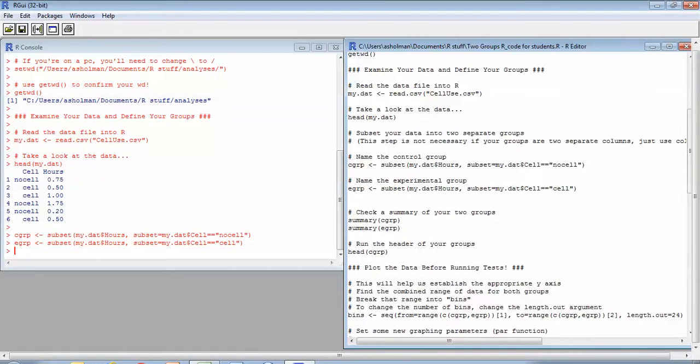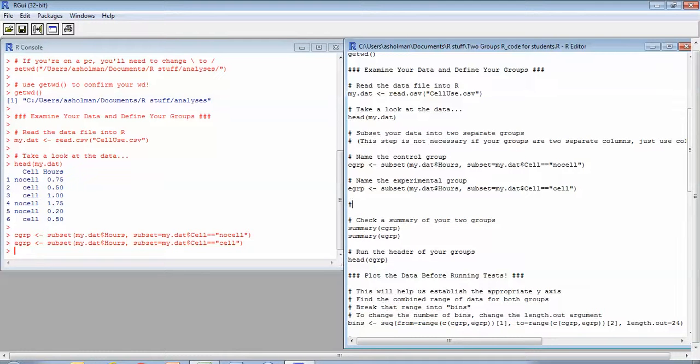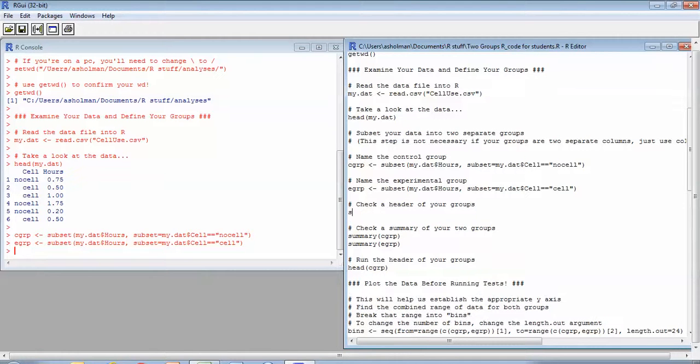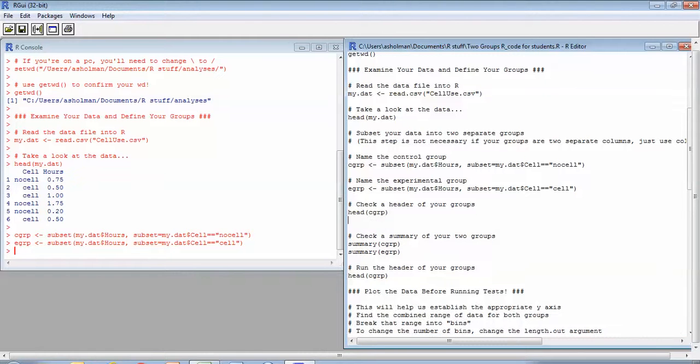So I'm actually going to add a header function here since it was so handy last time. Check a header of your groups. So that would be head of control group and head of experimental group. These are just objects that I'm naming and using here.